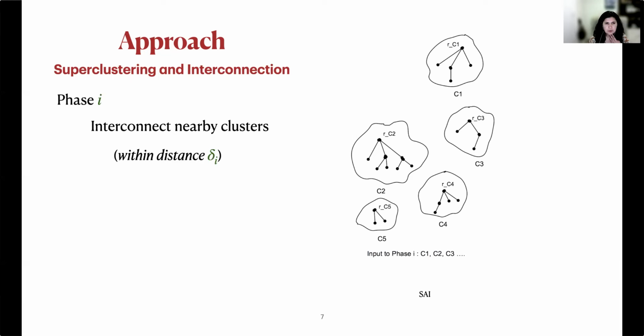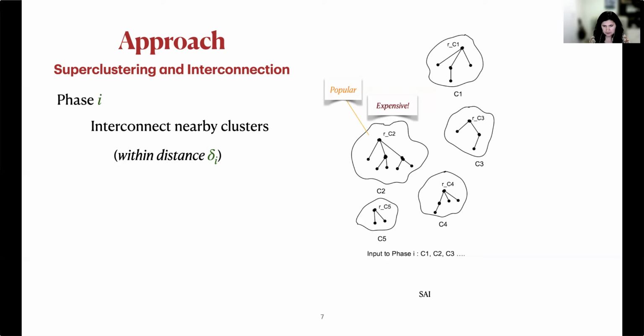So this gives us good stretch. But the problem with this approach is that if a cluster is very popular, that is, it is within distance delta I from a lot of other clusters, we may end up adding a lot of edges, which is not good.